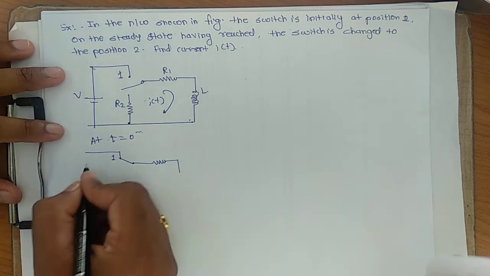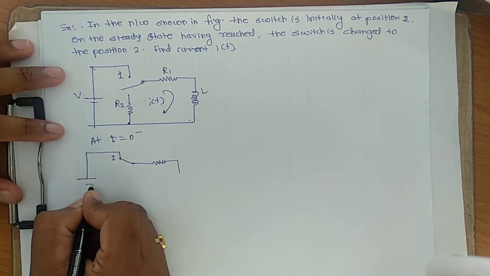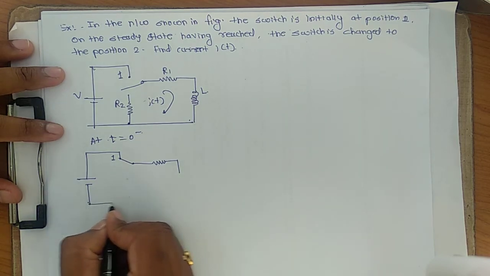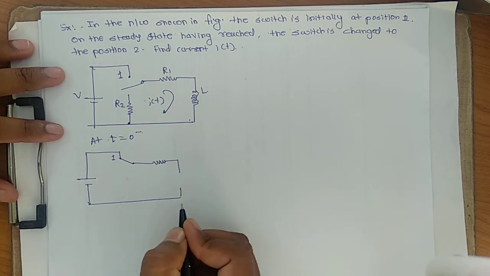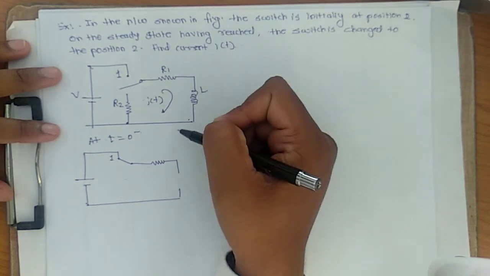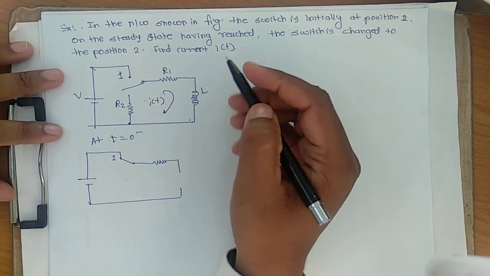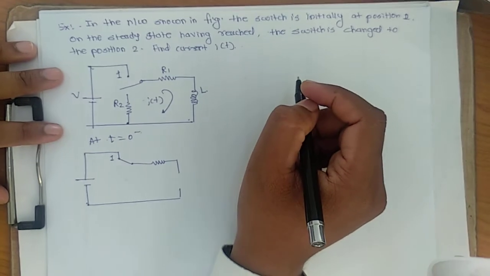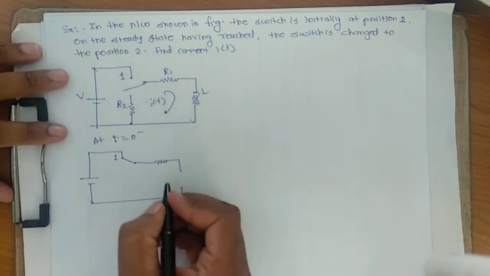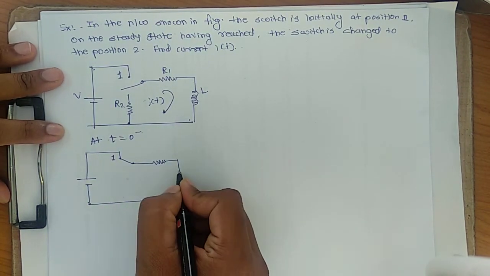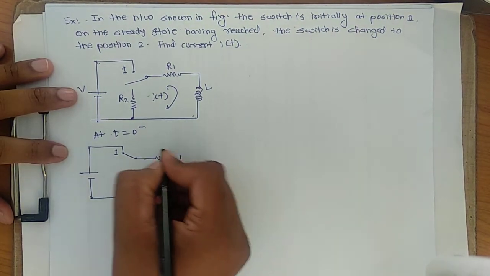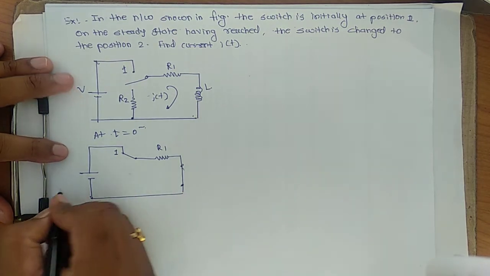Now at position 1 at t equal to 0 minus, what will happen with the inductor in the circuit? On the steady state having reached, at position 1 it was in steady state. What is meant by steady state? Through the inductor there is a current continuously flowing at 0 minus, so it will act as a short circuit. This inductor will act as a short circuit. Now this is the R1, this is the inductor and this is V.